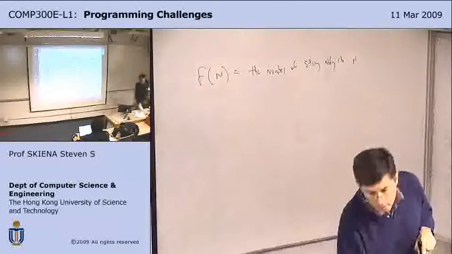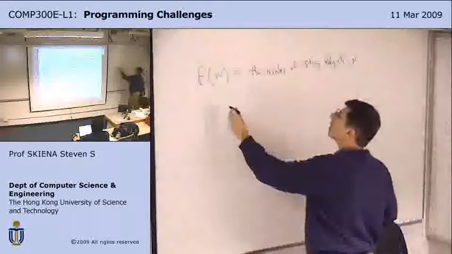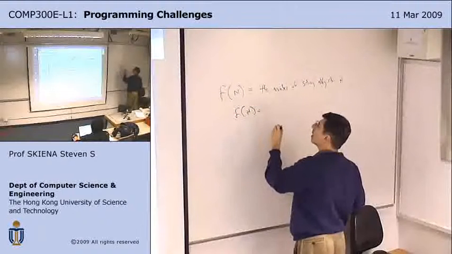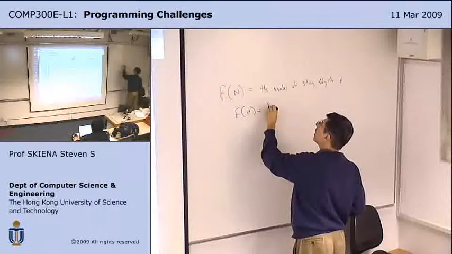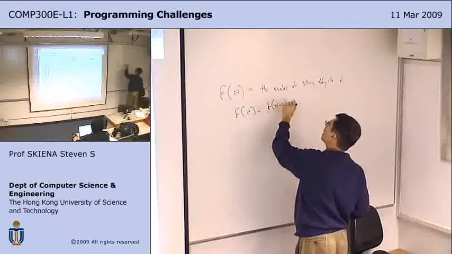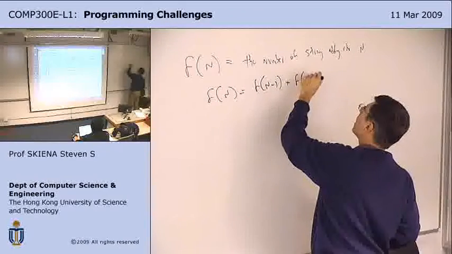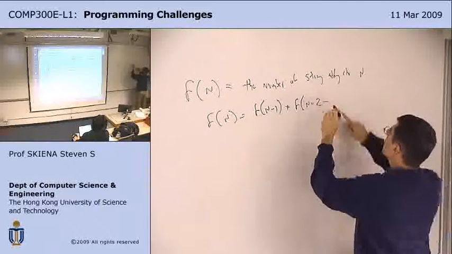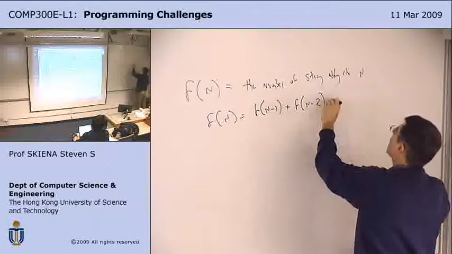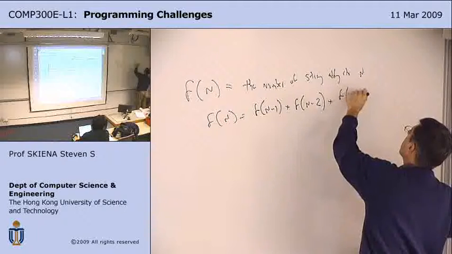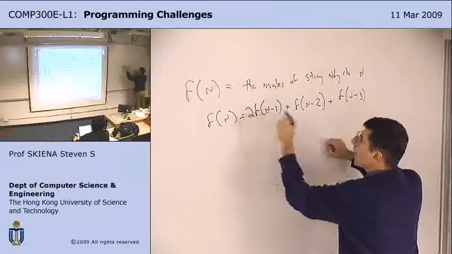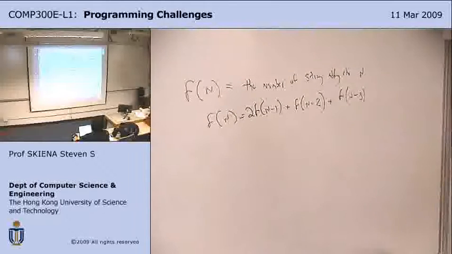Fn equals fn minus 1 plus fn minus 2 plus fn minus 3 plus another fn minus 1. I am going to simplify that and say this.